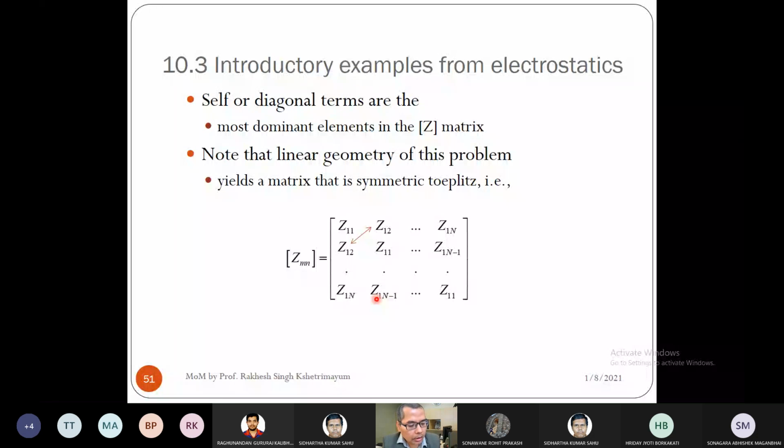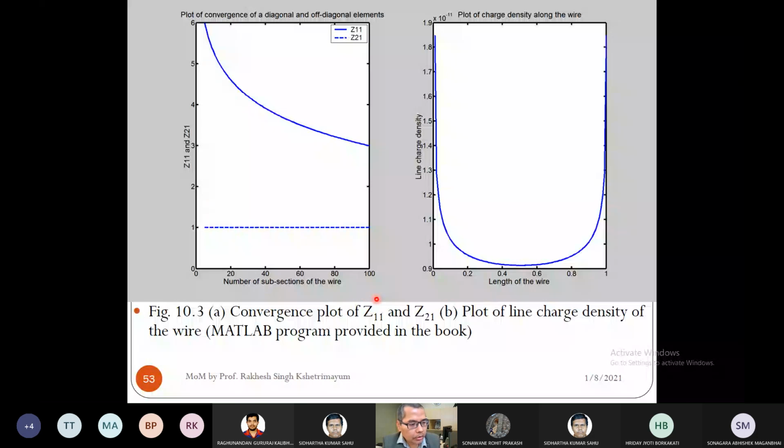Because of that, as you keep on increasing the number of subsections, on the x-axis is the number of subsections, and on the y-axis is either your Z11 or Z12. Z11 keeps on decreasing, so it's not converging. At the starting the slope was very steep, then slowly it is converging. Around 100 it's almost remaining constant, but the off-diagonal always remains constant. So for this particular case you need to go up to N equal to 100 and more to get a convergent result.